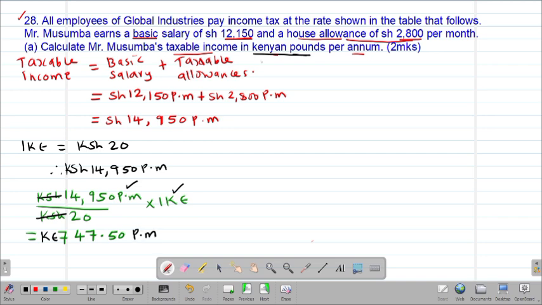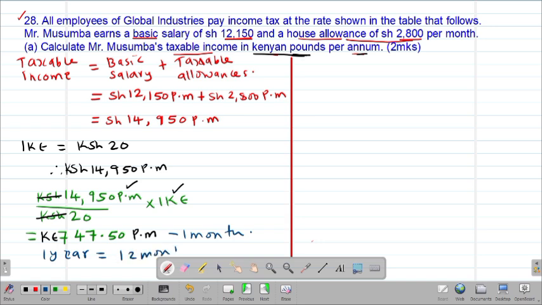The question wanted our answer to be in Kenyan pounds per annum. For us to convert into per annum, remember the word annum simply means on a yearly basis. So this is for a period of 1 month. Therefore, for a period of 1 year, we know that 1 year is equivalent to 12 months. So if this taxable income is for 1 month, what about in 12 months, or in a year?